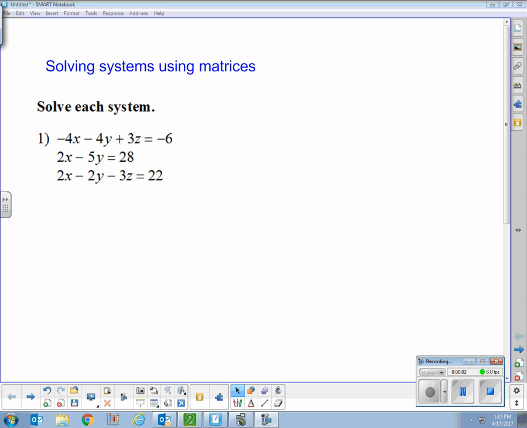All right, so today we're going to solve systems using matrices. I'm going to take this 3 by 3 system and turn it into a matrix equation. And in my matrix equation, I'm going to have a coefficient matrix.